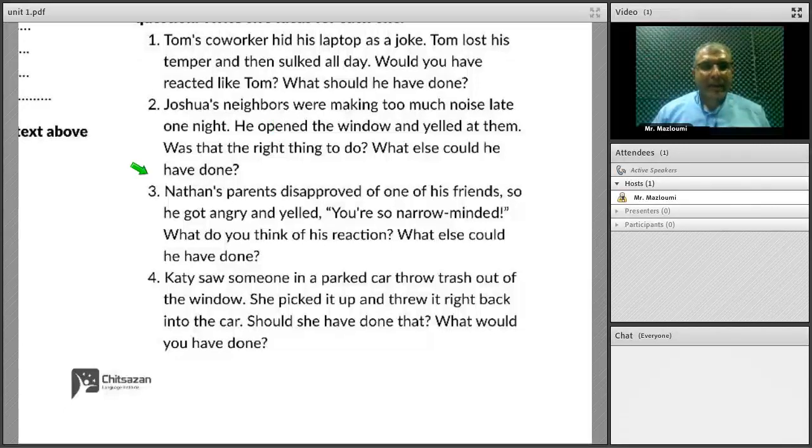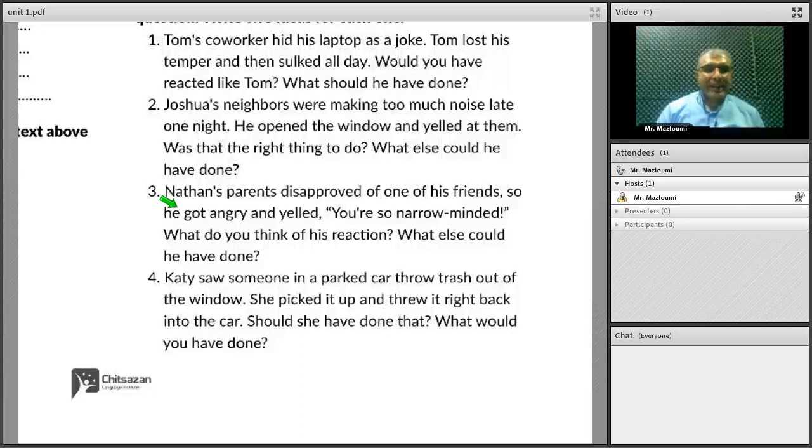3. Nathan's parents disapproved of one of his friends. They thought he or she wasn't a good friend. Disapprove, opposite of approve. So he got angry. Nathan got angry and yelled, "You're so narrow-minded." Opposite of open-minded. By the way, when you are narrow-minded, everyone, it means you're not willing to accept others' opinions and differences. What do you think of Nathan's reaction? What else could he have done?